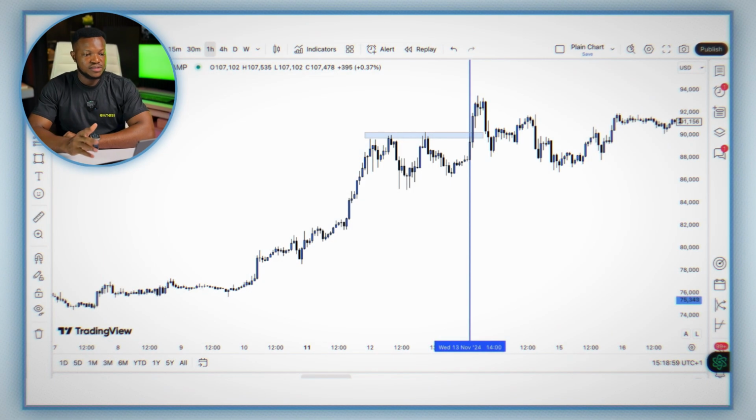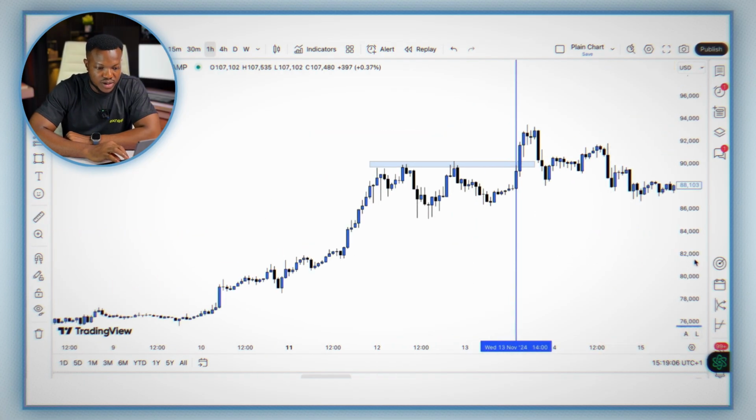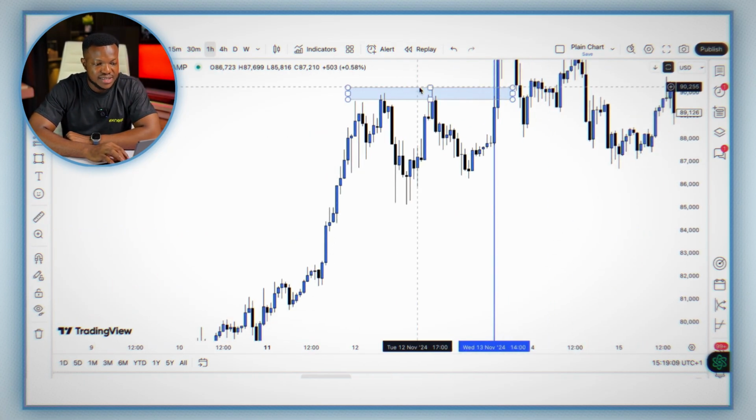How did we achieve this? $20,000 to $100,000. Let's look at the market here. This is on the 1 hour time frame. We can see the price maintained a maximum high at this particular level. Let's go to the date. The date should be 13th.